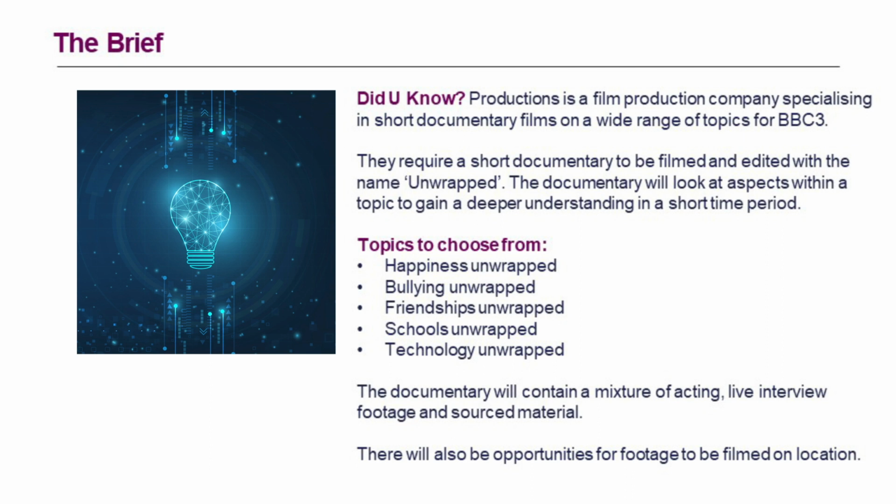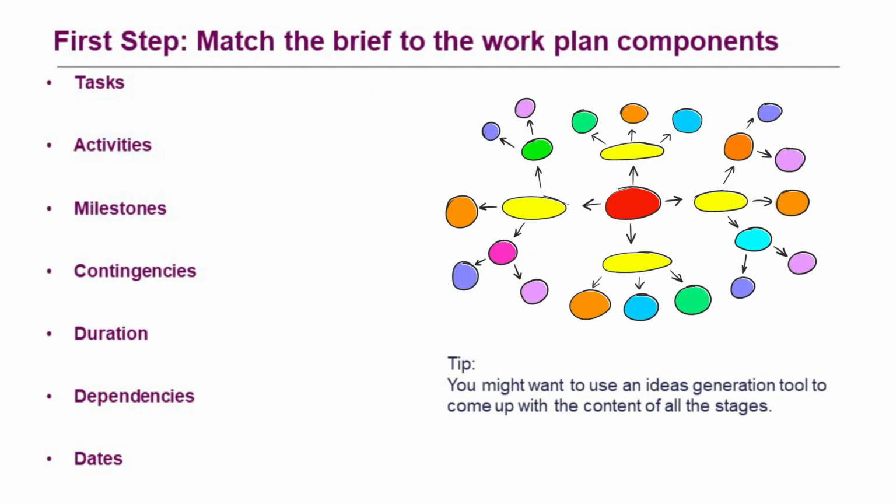So, there was a lot of information in that brief. We learnt about target audience. We found out about the film production company. We found out a lot of information about the product as well. But what we now have to do is work out which of that information is related and useful for our work plan. So we need to work out the stages. So what we need to do is go through all those different components of a work plan to see if we can take the information from the brief so that we can put it in.